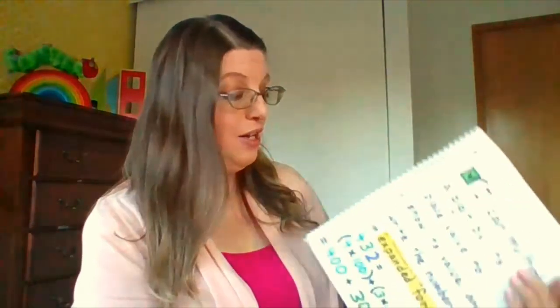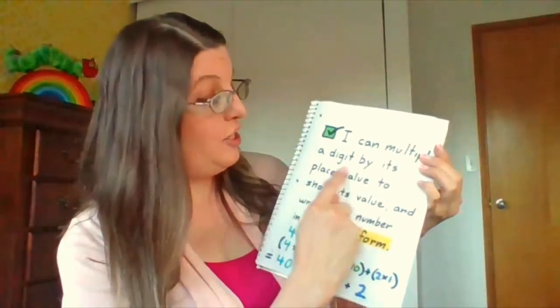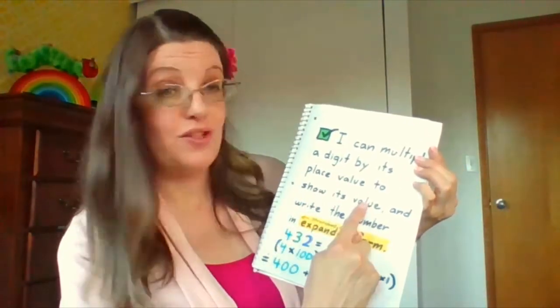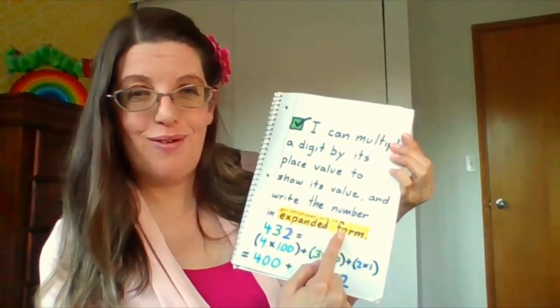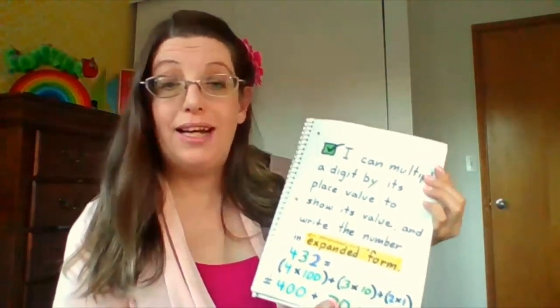What about the success criteria? If I give you a number, are you able to multiply each digit by its place value to show its value and write the number in expanded, stretched out form? Practice with some big numbers of your own until next time when we use these skills to compare big numbers and see which one is bigger and which one is smaller.